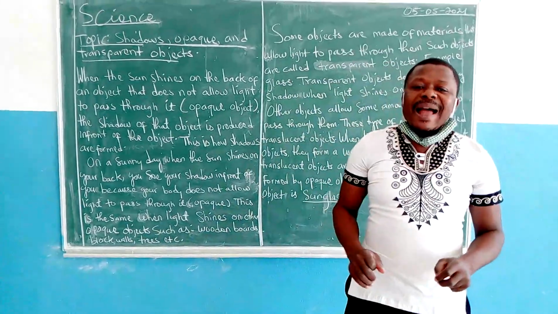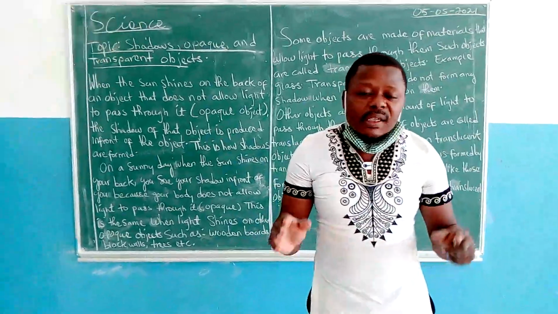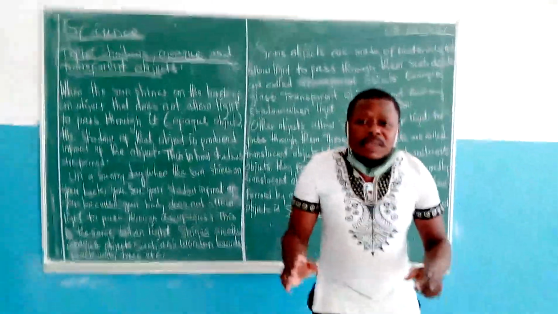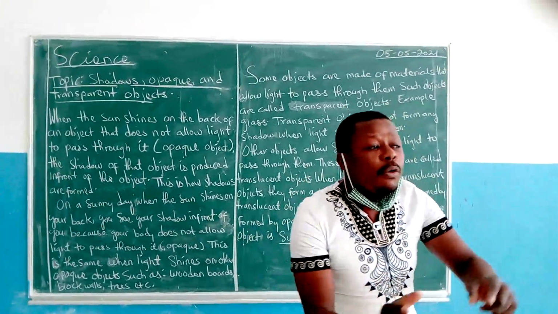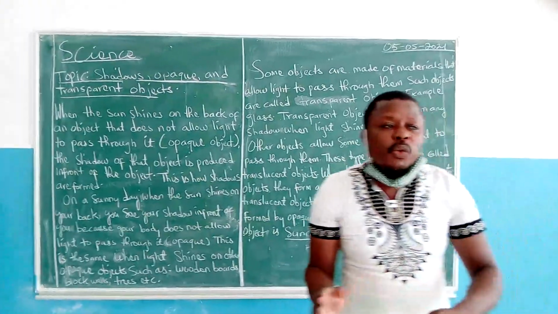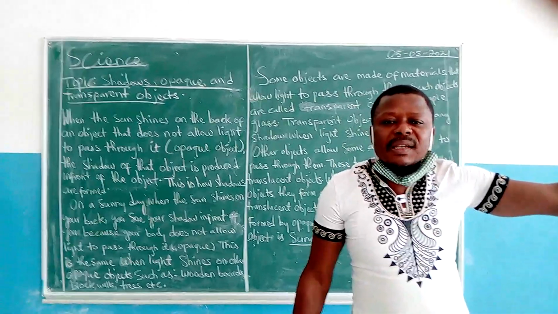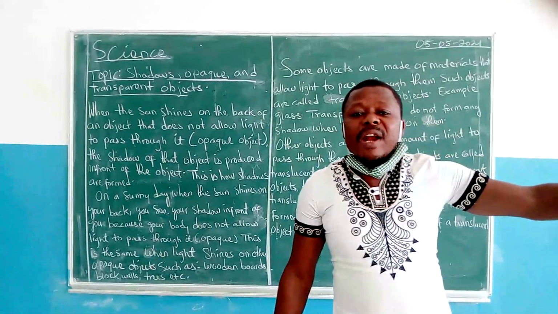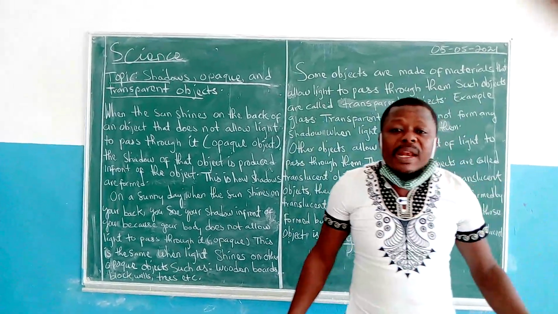Let us go to the last category of object, which is translucent object. Translucent objects, as we saw at the beginning of our lesson, are objects that allow some amount of light to pass through. I used the example of our classroom windows, the glasses. They are tinted, so they are translucent. They allow some amount of light to pass through. So what happens when light touches it?